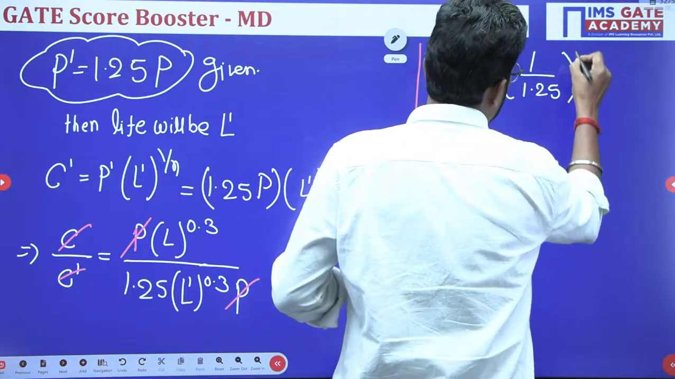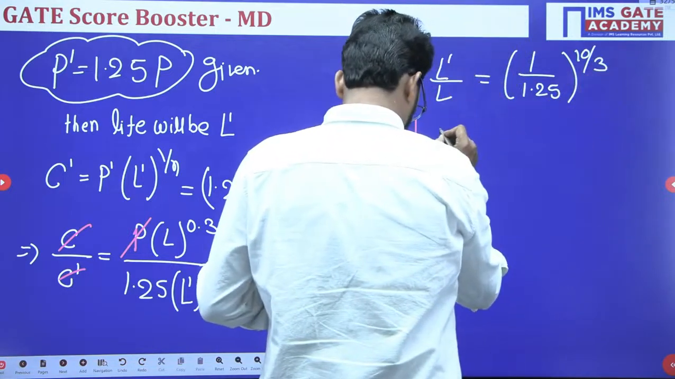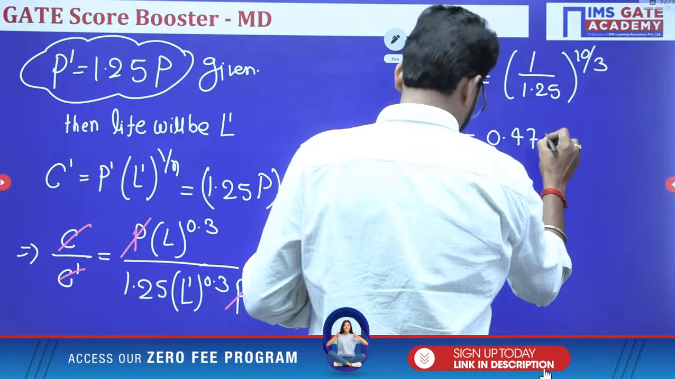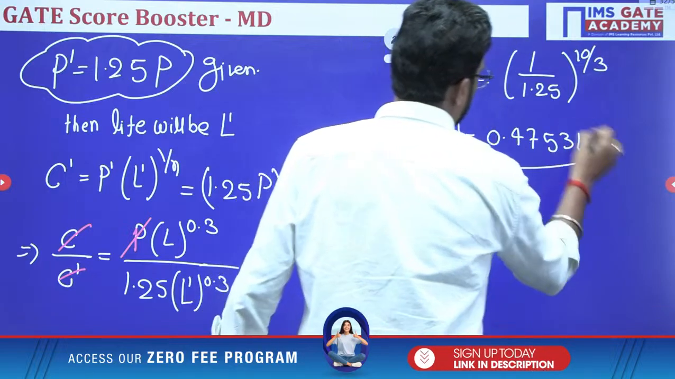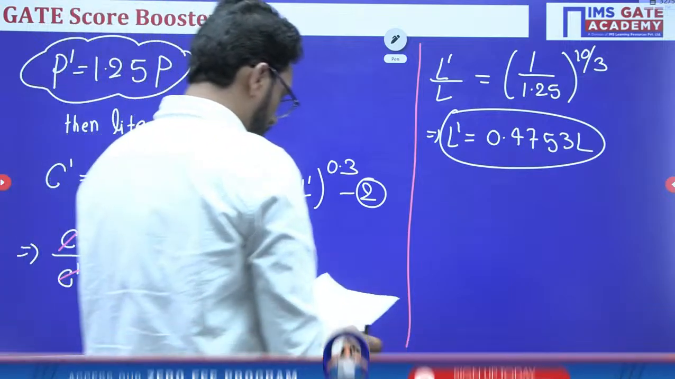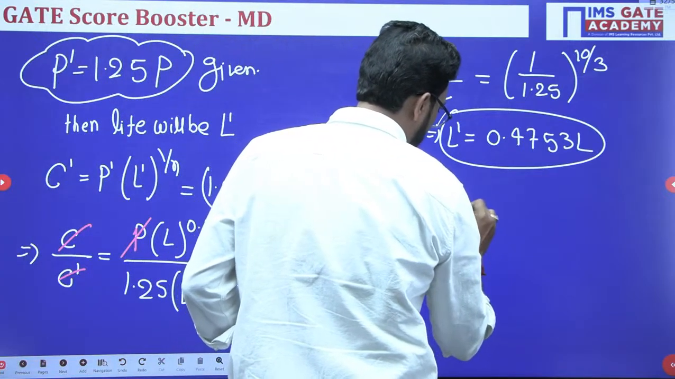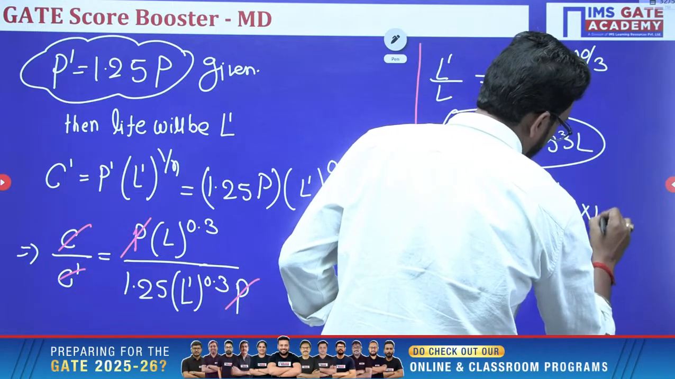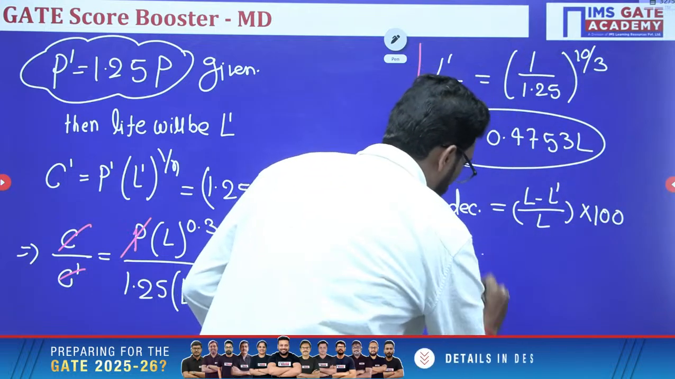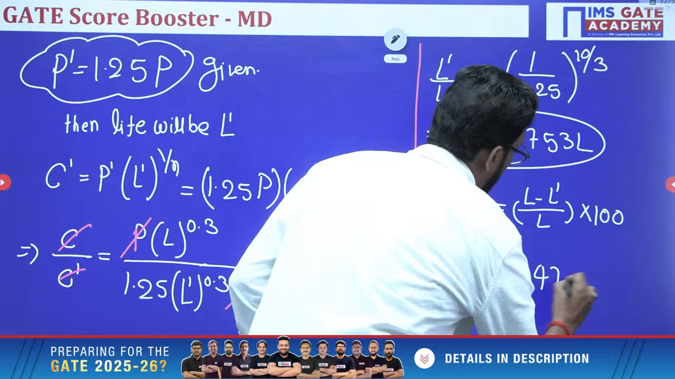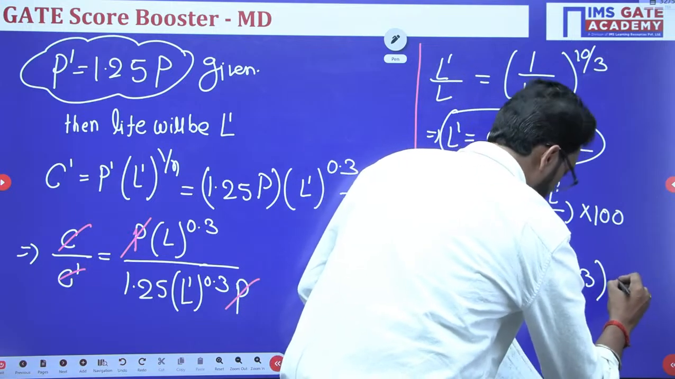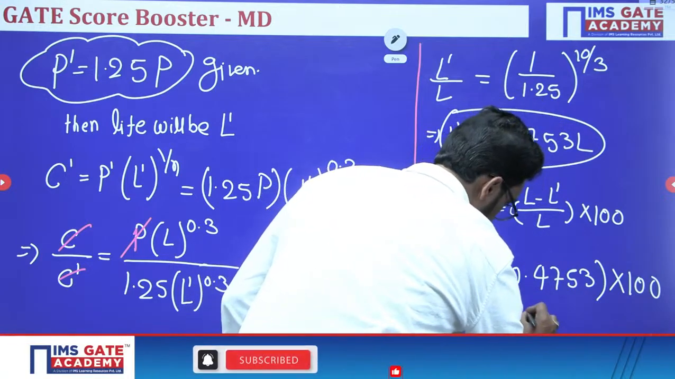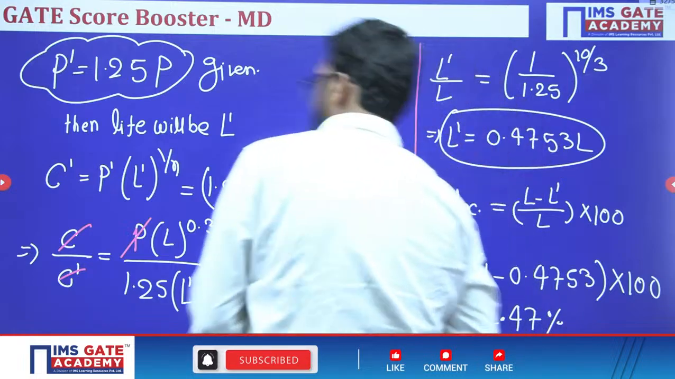1.25 to the power 10 by 3. So L dash is equal to 0.4753 L. This is L dash. From here we have to solve. So percentage decrease is equal to (L minus L dash) divided by L into 100. Here, 1 minus 0.4753, into 100. So this is 52.47%. Clear? Simple.